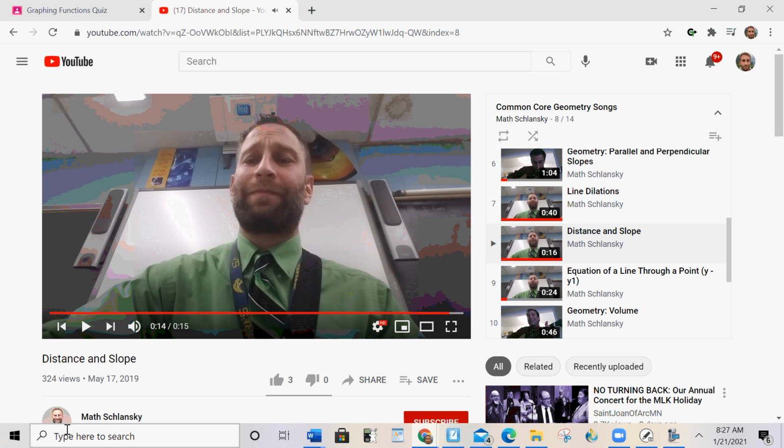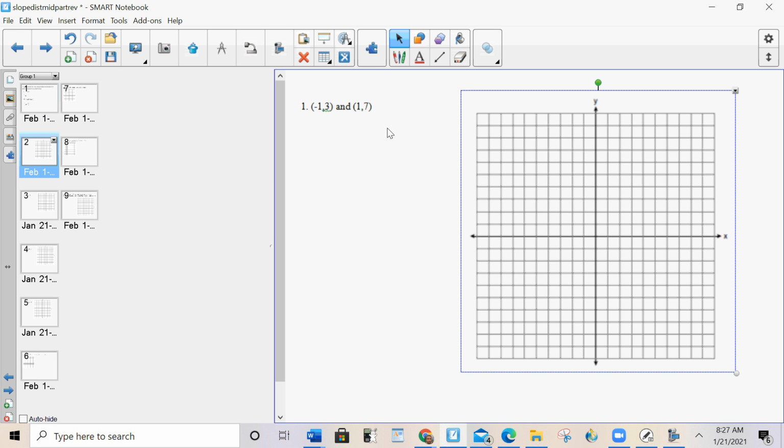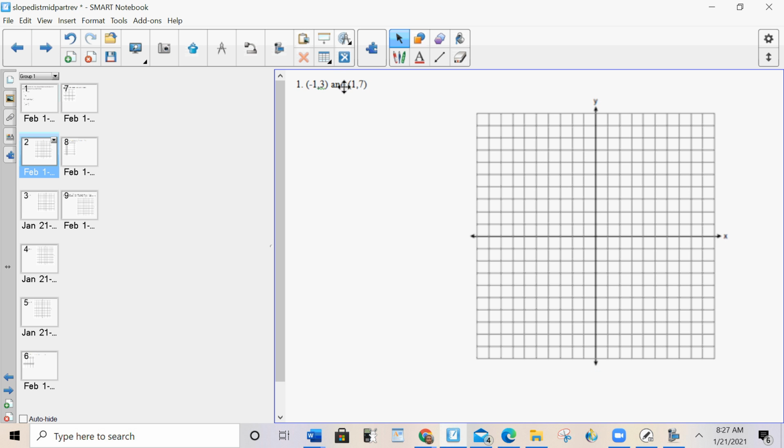Moving forward, slope and distance come up a lot more than midpoint, but at least that song gives you those two. Midpoint, again, is also x1 plus x2 over 2, y1 plus y2 over 2, and then your partitions is a procedure, but you're starting with delta x over p and delta y over p. So, let's do it. For this line segment, let's find distance, slope, and midpoint.